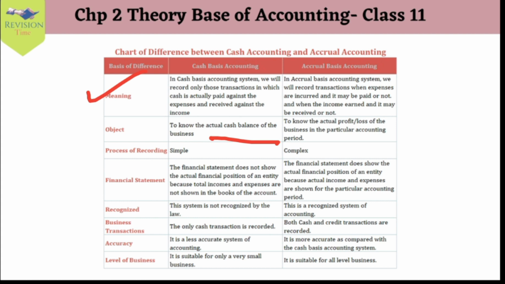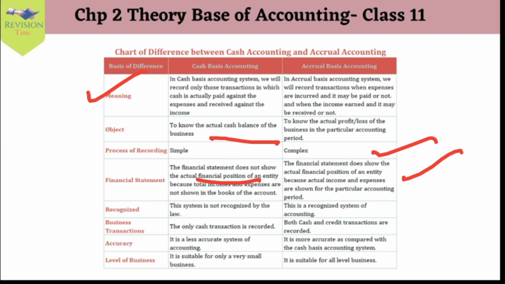The process of cash basis of accounting is simple, and accrual is a complex process. Since it is cash based accounting, we are recording only when we are receiving or paying the cash. It becomes difficult to ascertain the total income and total expenses of the business. So it does not give the true and fair view of the financial position of the entity. But under accrual basis, it gives us the correct financial position of the entity, because all the actual income and expenses are shown for the particular period of time.